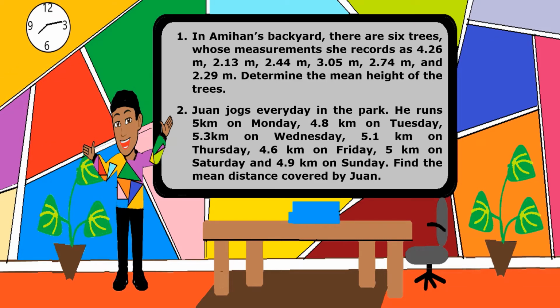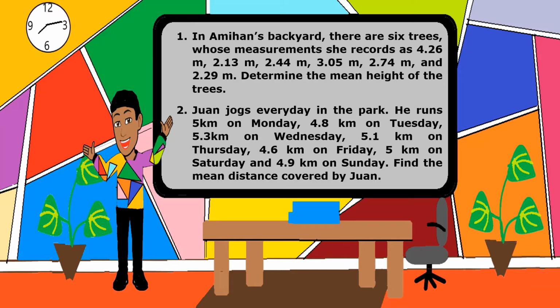In Amihan's backyard, there are 6 trees whose measurements she records as 4.26 meters, 2.13 meters, 2.44 meters, 3.05 meters, 2.74 meters, and 2.29 meters. Determine the mean height of the trees.